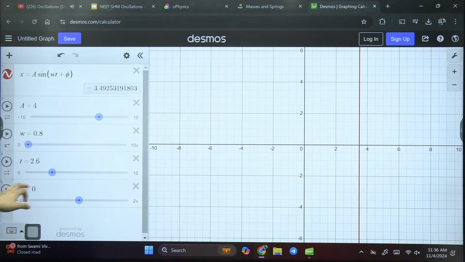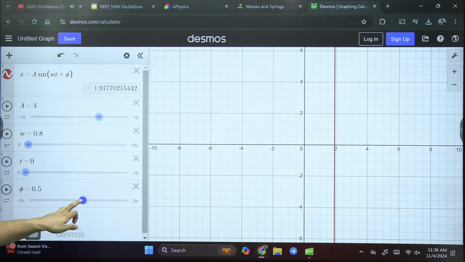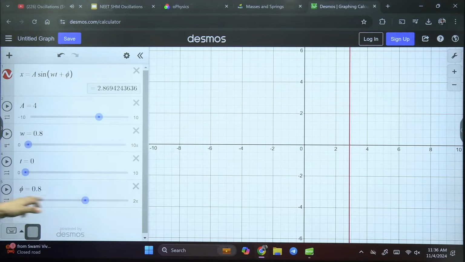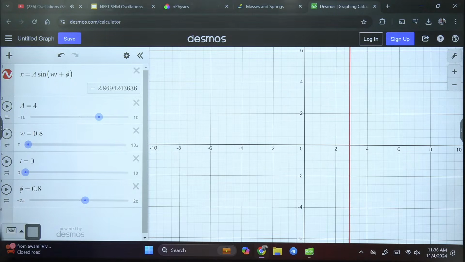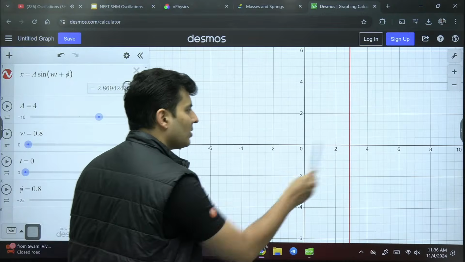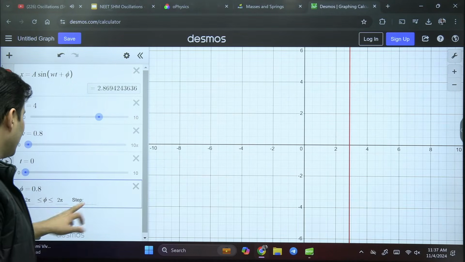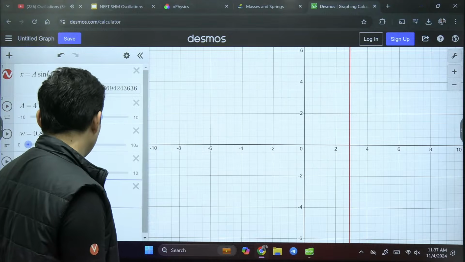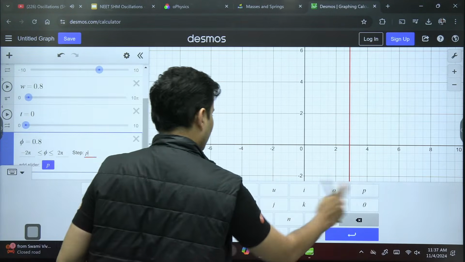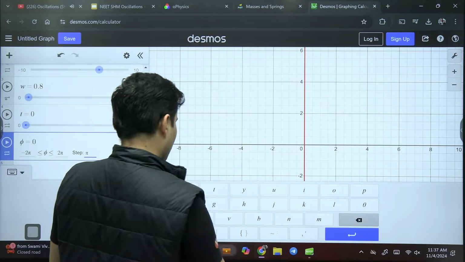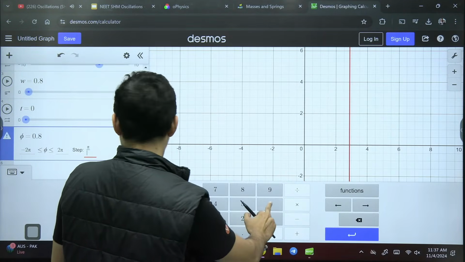Now what I will do, I'll change the value of phi. Imagine I put the value of phi as something else. Now observe. See, where was it at t is equal to 0? It is not at the origin, it is already somewhere else. Yes, you can see that very clearly, my dear warriors. In fact, let me keep this as pi/6. Okay.